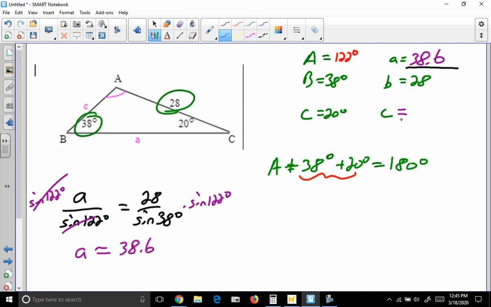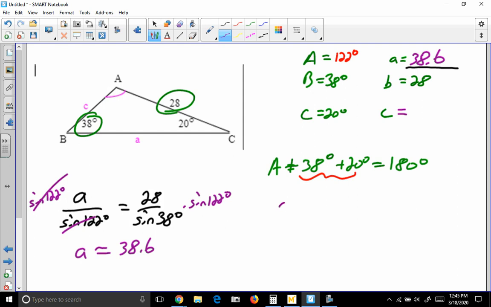Now, can we get c using the Pythagorean theorem? Hopefully you answered no. Why not? This is not a right triangle. The Pythagorean theorem only applies to a right triangle. So to get side c, we're also going to have to use the law of sines.